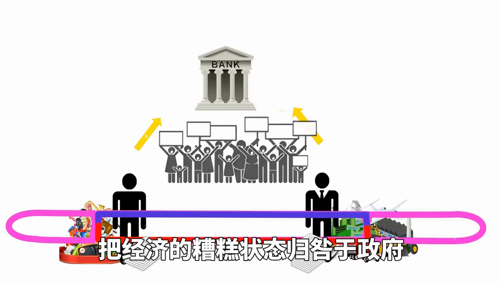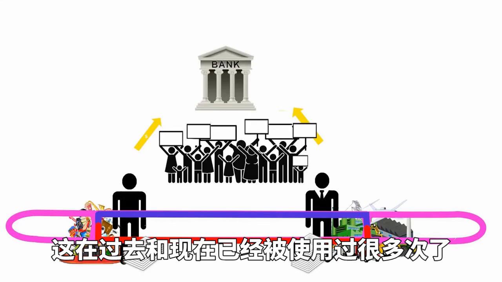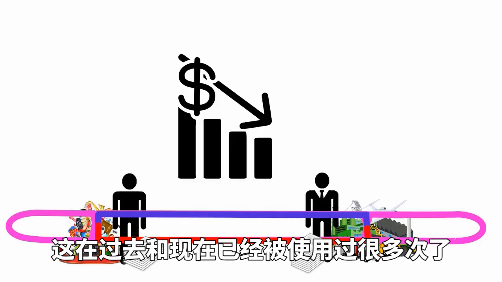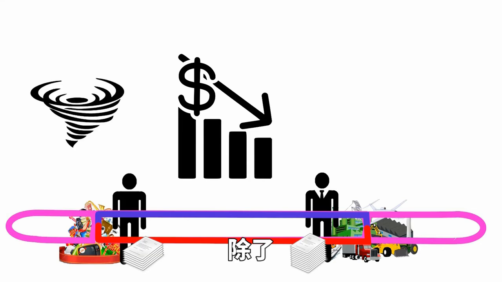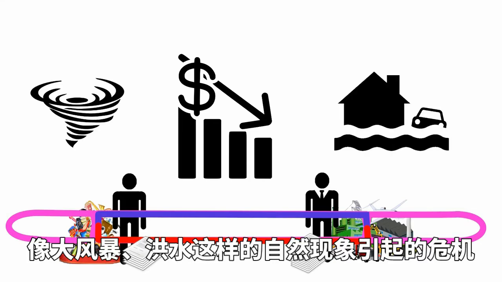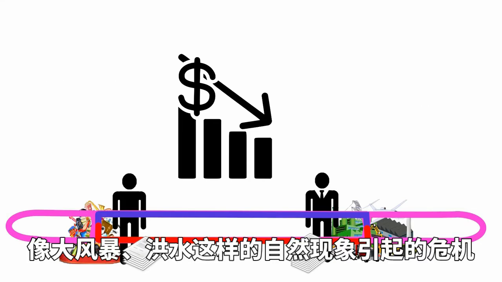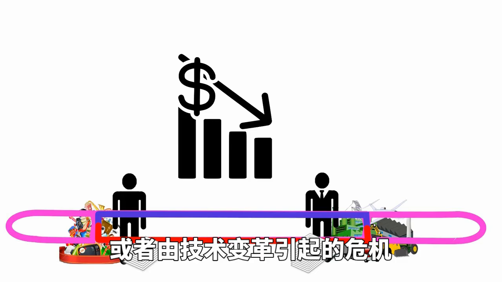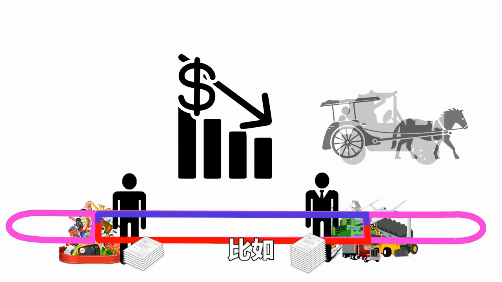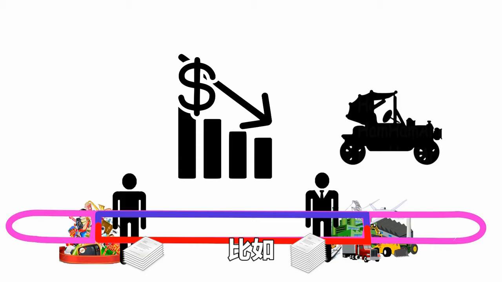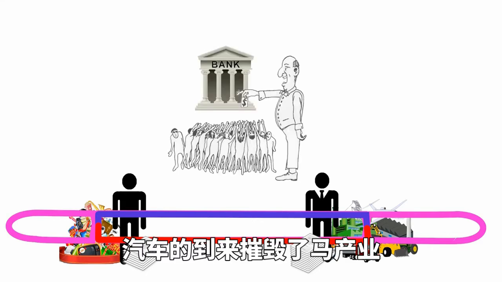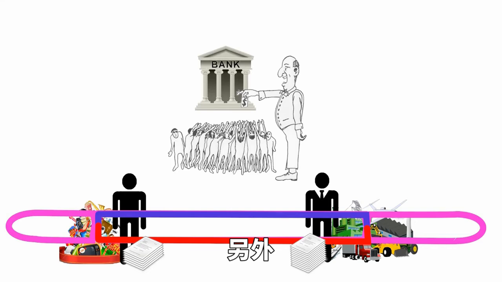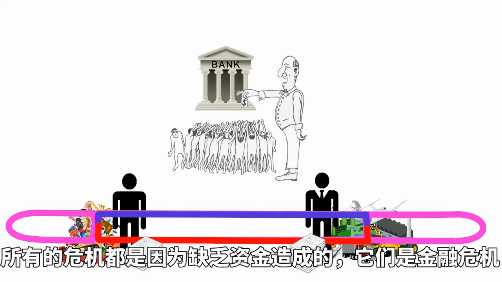This has been used many times in the past and in the present. All the crises, except when they are created by a natural phenomenon like a big storm or a flood, or when they are created by a shift in technology. For example, the arrival of the car has destroyed the horse industry.